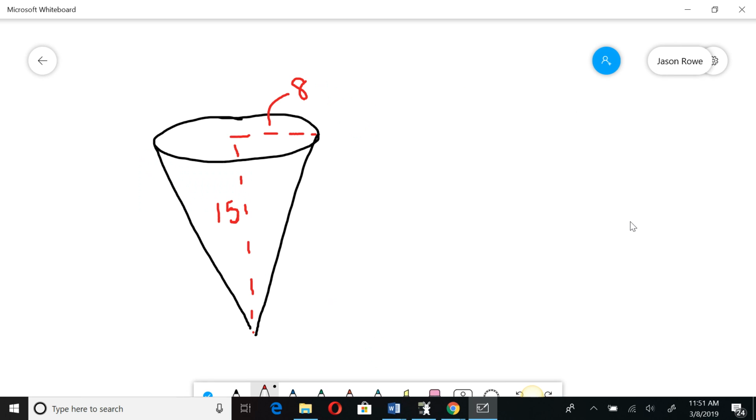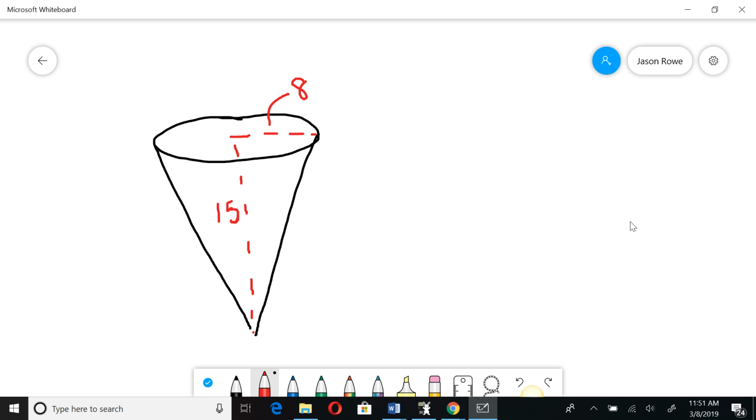Well, what happens if we're given a cone and we only know two of the three values? Well, we have a secondary step that we have to do in order to figure out the slant height. Now, right here, if you kind of think about it, this forms a right triangle, with 8 and 15 being the legs of that right triangle. So to figure out the slant height, I first have to apply the Pythagorean theorem. And in this case, A and B would be 8 and 15.